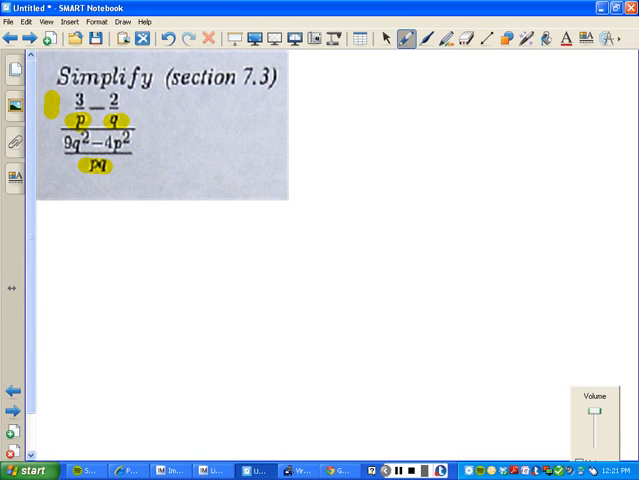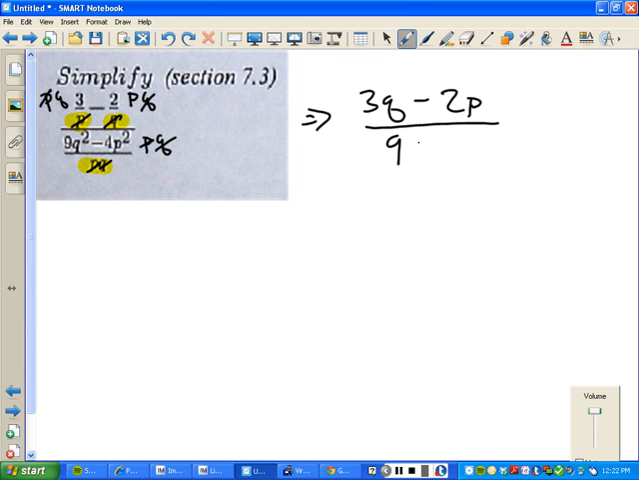PQ. So we're going to multiply top and bottom by PQ here, PQ here, PQ here. Now, what happens when we do that? This P and this P cancel. We'd be left with 3Q. This Q and this Q cancel. We're left with 2P over, this P cancel, this Q cancel. We have 9Q squared minus 4P squared.